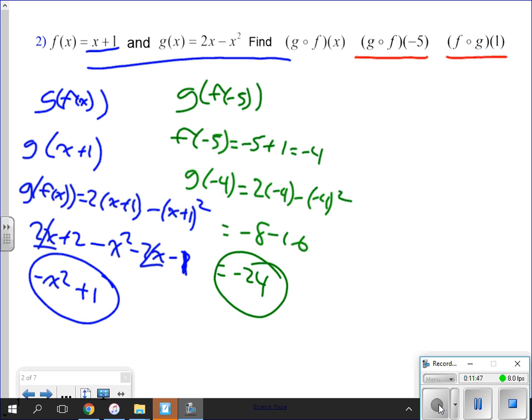Yes? So you can also just put -5 into F of G of X? Yeah, you can do that. You can. Good question. Yes, you can do that.